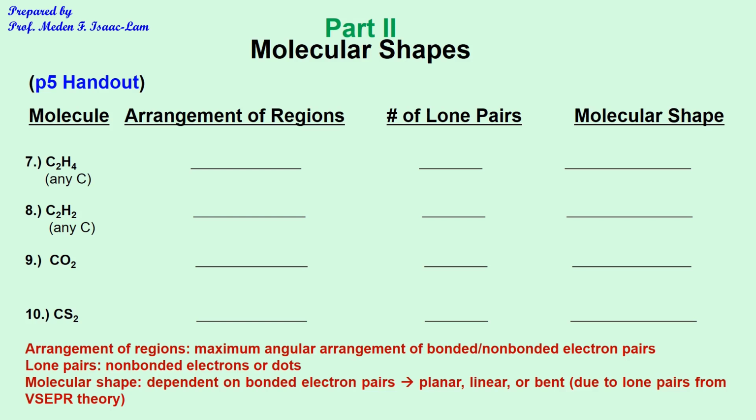So the next example, CO2 and CS2. Refer back to the previous page for the Lewis dot structure, and it's just on a line. Therefore, arrangement of regions is linear, the same thing as CS2. Lone pairs are dependent on the dots that you put on the oxygen, not on the carbon, because there are no lone pairs, there are no dots, just lines. So the way you determine arrangement of regions, number of lone pairs, and molecular shape, CO2 and CS2 are the same.